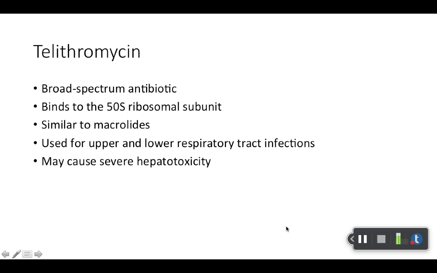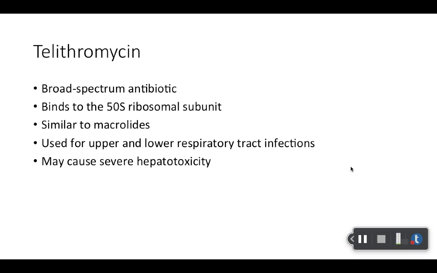Telithromycin, this is a broad spectrum. Again, mechanism of action binds to 50S. As far as what it can be used for, it's similar to the macrolides. So you can kind of mentally lump it together. You may see it used for upper and lower respiratory tract infections. However, it can cause severe hepatotoxicity. So that is something that you need to be mindful of.